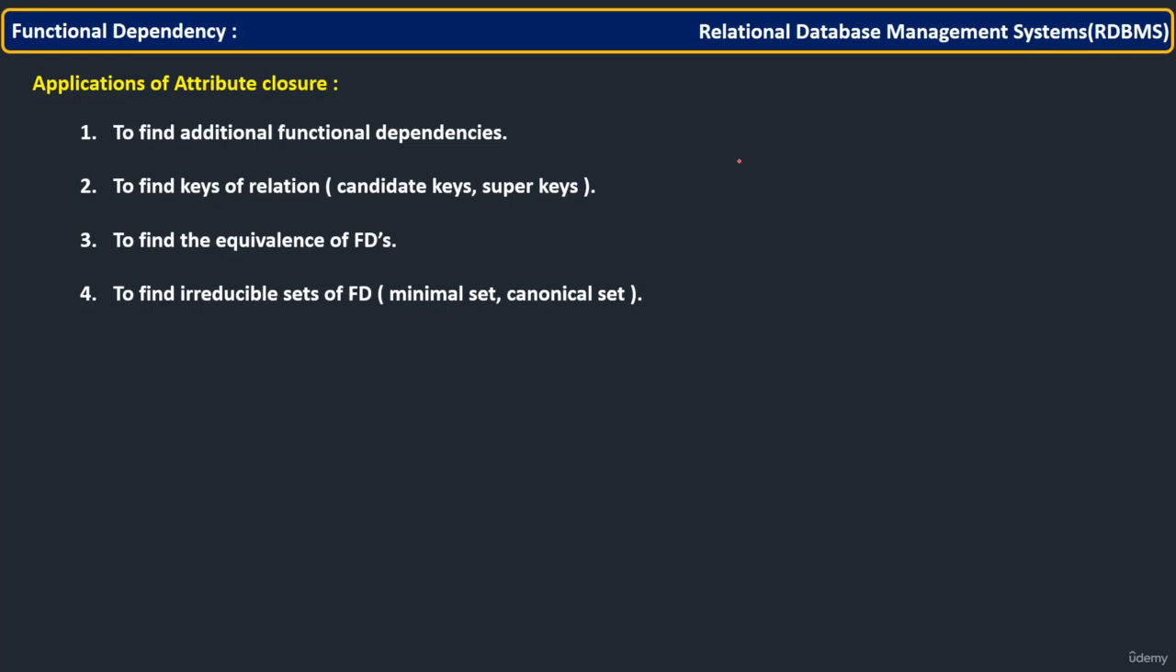So first of all, just try to understand what things we can do by using attribute closure. These four things mainly we can do. Let us see all these four individually in the next lectures.